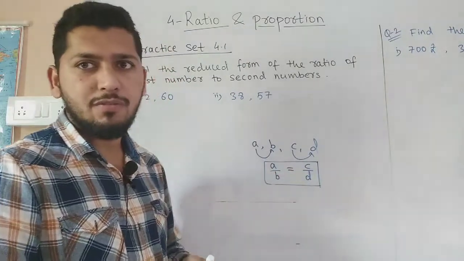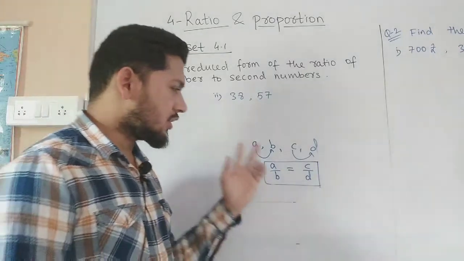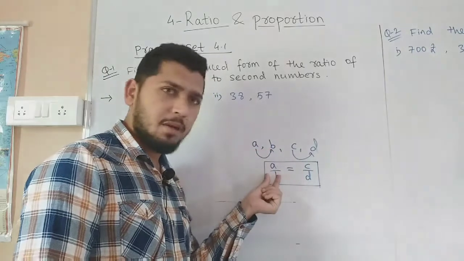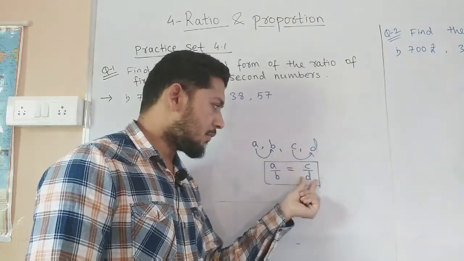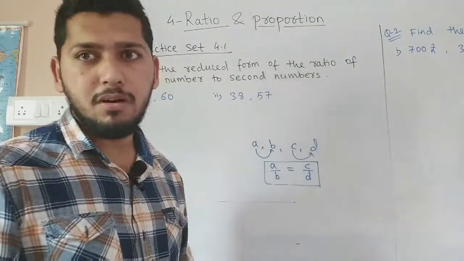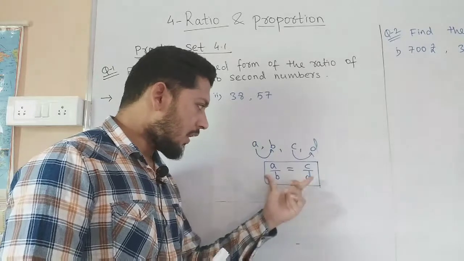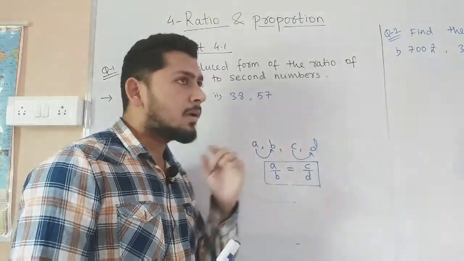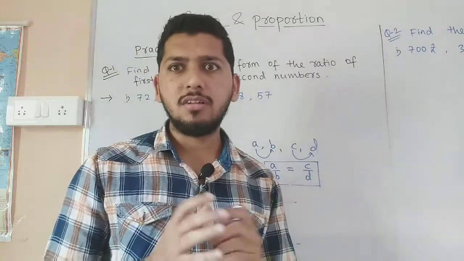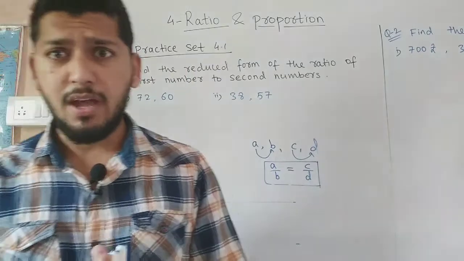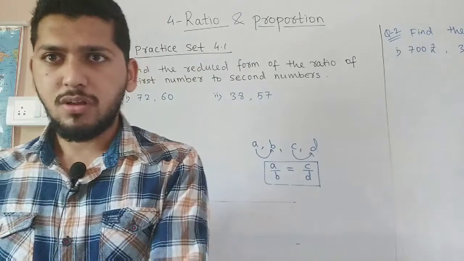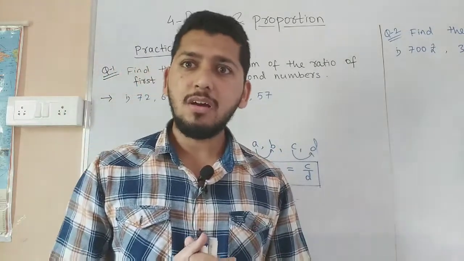They will give you any four quantities and we have to check after dividing. If I divide A by B, you get A upon B. If I divide C by D, you get C upon D. Instead of alphabets there will be numbers given. If their ratios are equal, then it is called proportion. That is the definition. Ratio is the division of two quantities, and proportion is when the first ratio is equal to the second ratio.